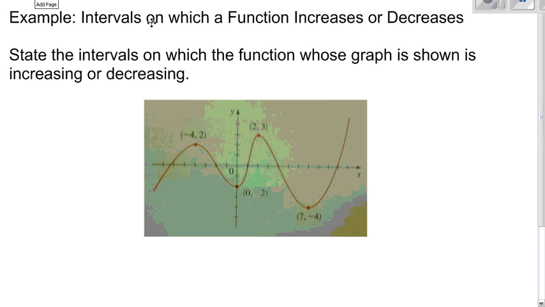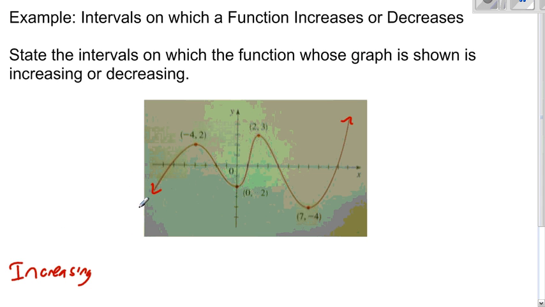So here's an example dealing with the intervals on which a function is increasing or decreasing. Just by looking at the graph, we want to state the intervals on which the function is increasing or decreasing. So let's first look for increasing. We're looking for where the graph appears to have a positive slope.